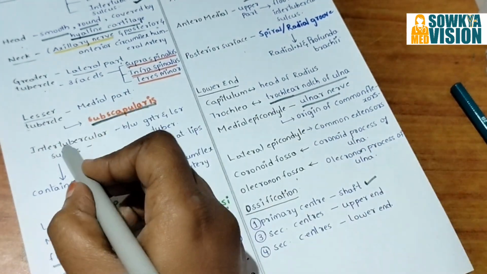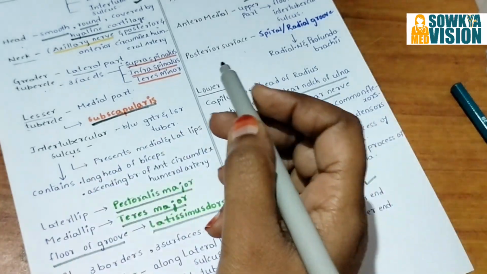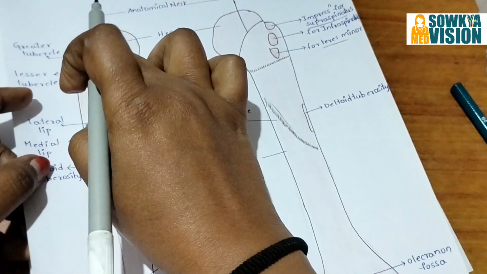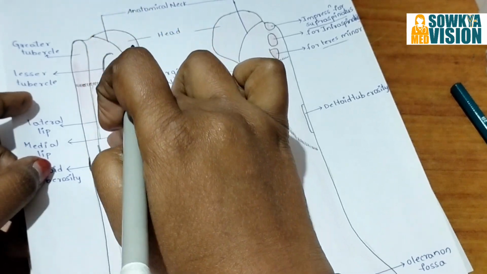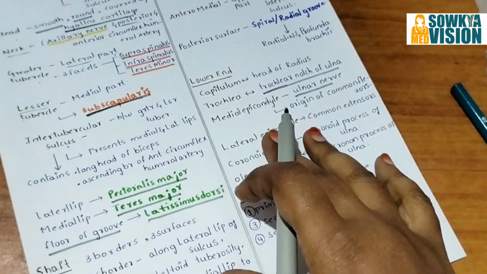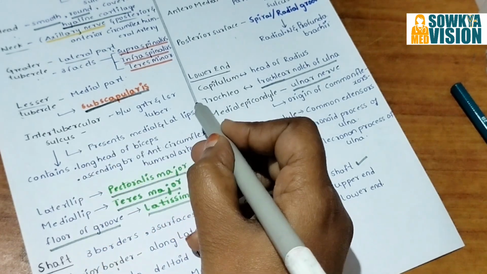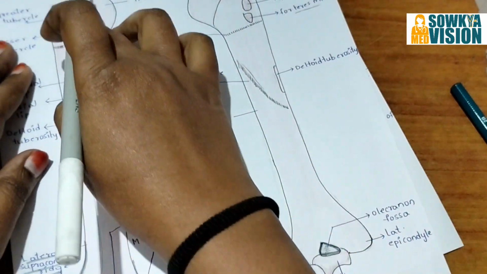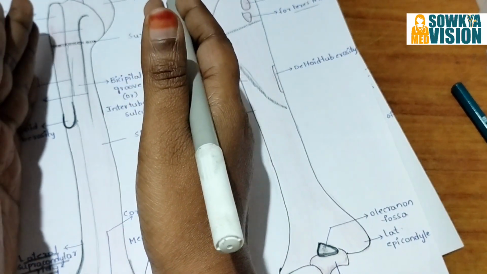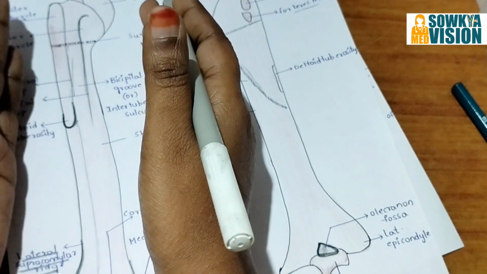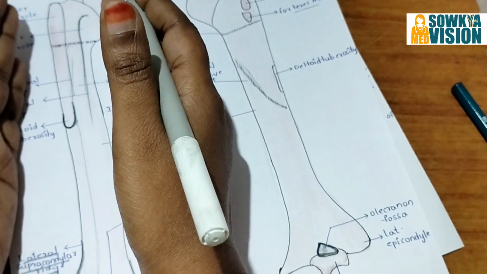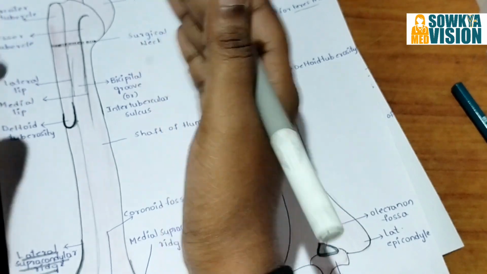Now the intertubercular sulcus. The space present between these two tubercles is known as the intertubercular sulcus, and it presents a medial and lateral lip. Any space has two side elevations, right? The lateral elevation is the lateral lip and the medial elevation is the medial lip.